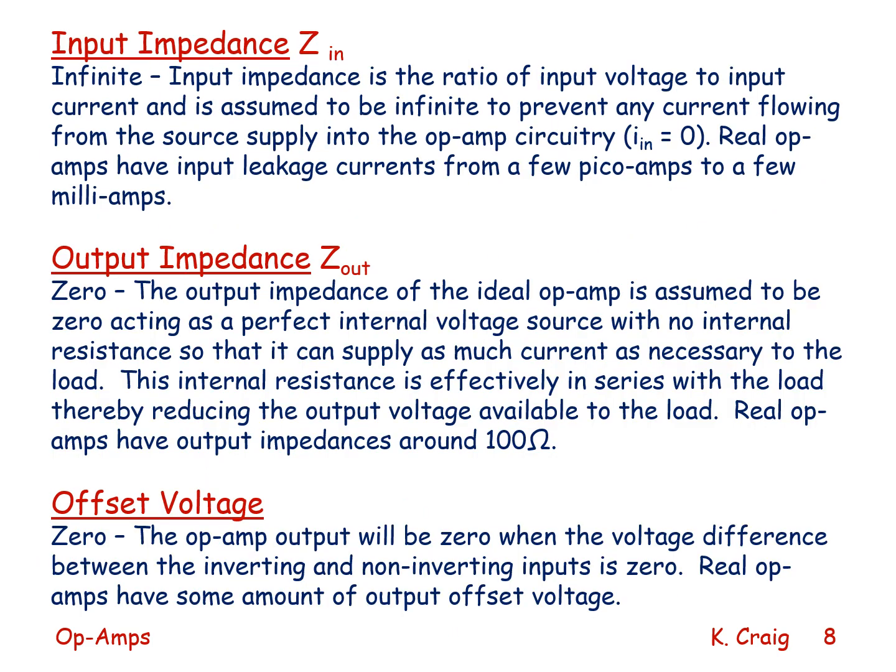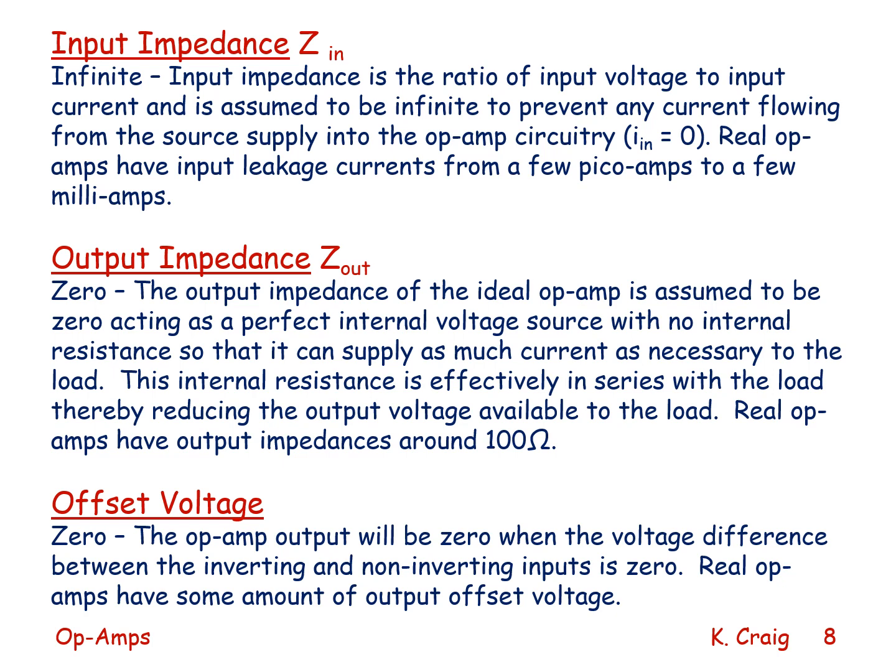Input impedance, Zin. It's infinite for an ideal op amp. Input impedance is the ratio of input voltage to input current and is assumed to be infinite to prevent any current flowing from the source supply into the op amp circuitry. That is, In equals 0. Real op amps have input leakage currents from a few picoamps to a few milliamps.